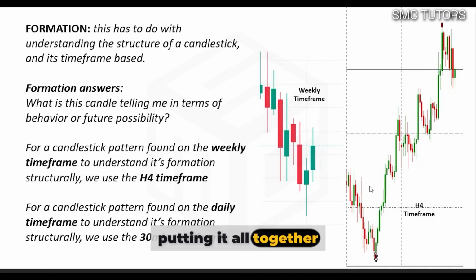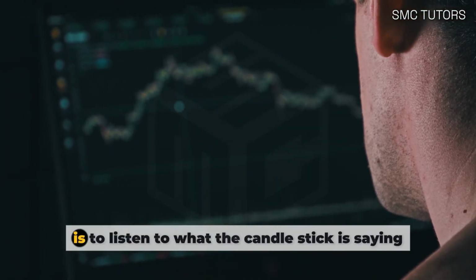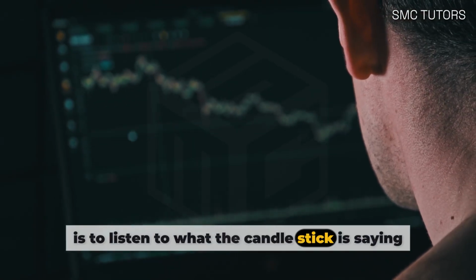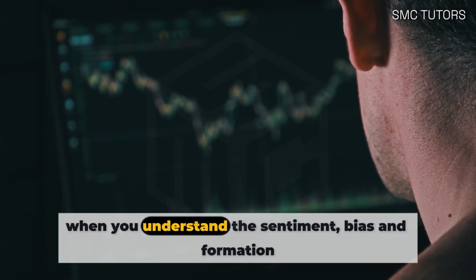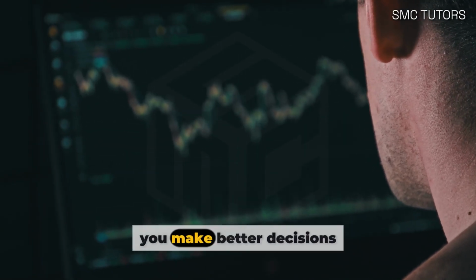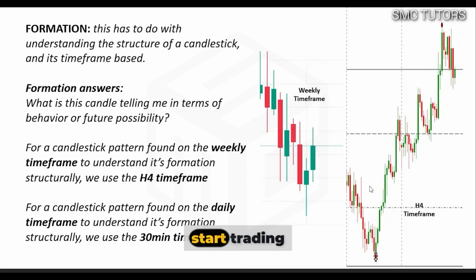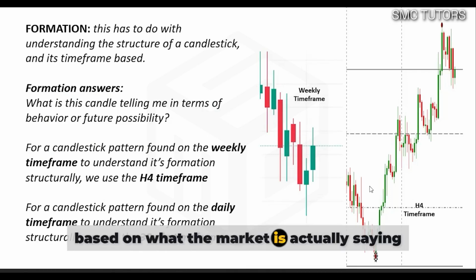Putting it all together, every candlestick tells a story. Your job as a trader is to listen to what the candlestick is saying. When you understand the sentiment, bias, and formation, your trading becomes clearer. You make better decisions, avoid emotional mistakes, and finally start trading based on what the market is actually saying.